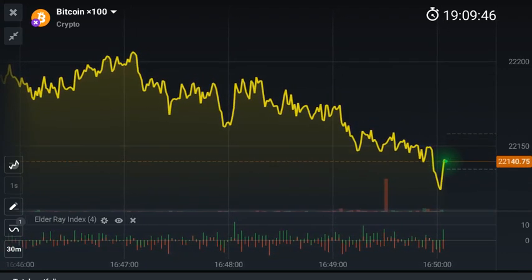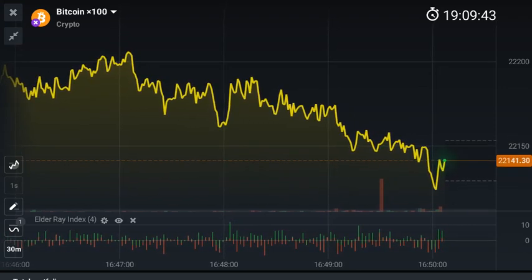Crypto was already wrecked, down over 50%. People were not even long.